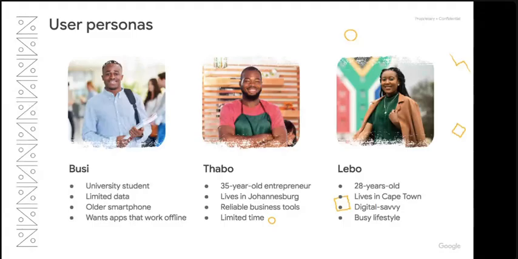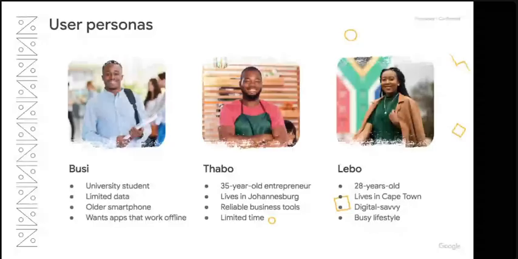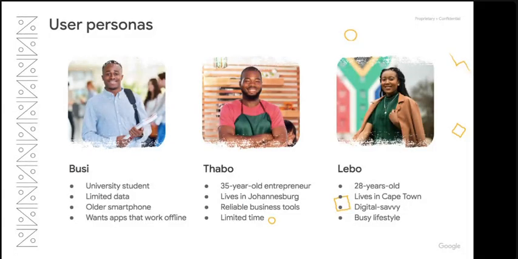So let's look at persona 2. That's Tabo. Tabo is a small business owner, a 35-year-old entrepreneur in Johannesburg. He's looking for reliable business tools to manage operations, but may have limited time for onboarding. So there you're dealing with a different behavior issue, or some challenges: Tabo is looking for something, but finding time to onboard him is very difficult, which means your app must catch Tabo's attention straight away.